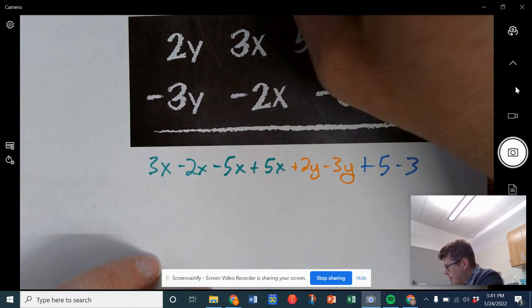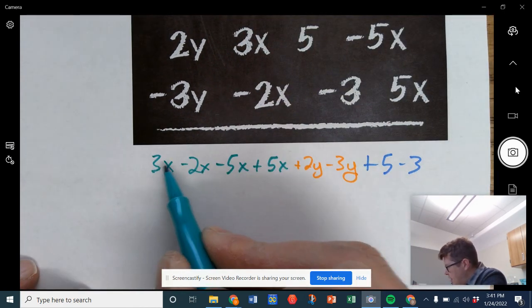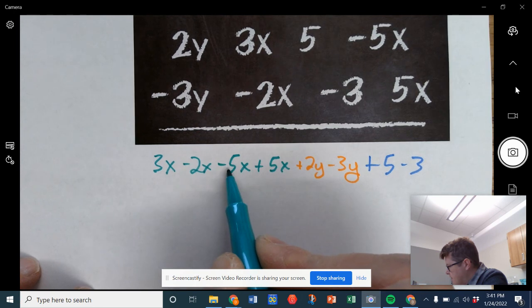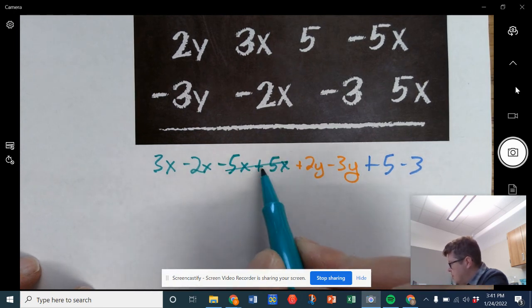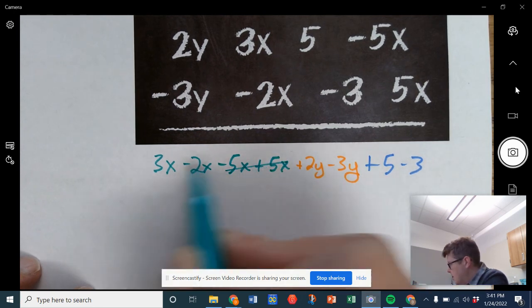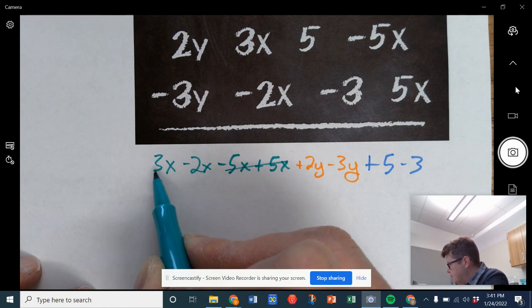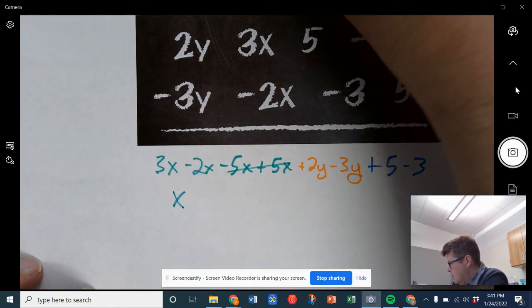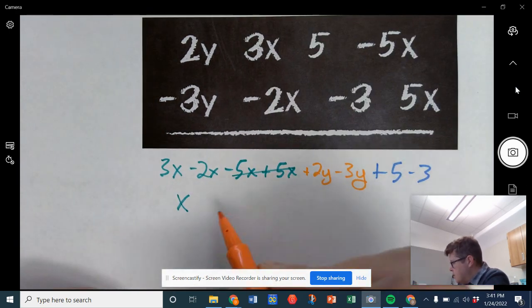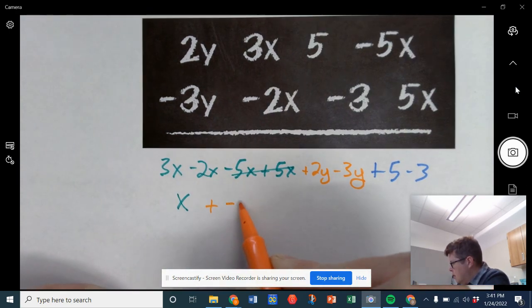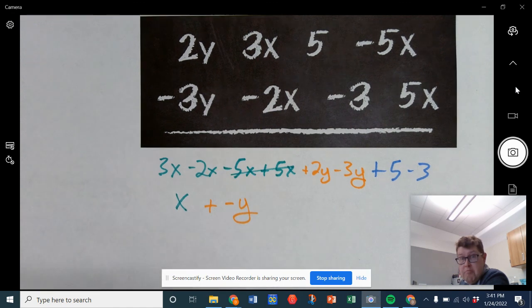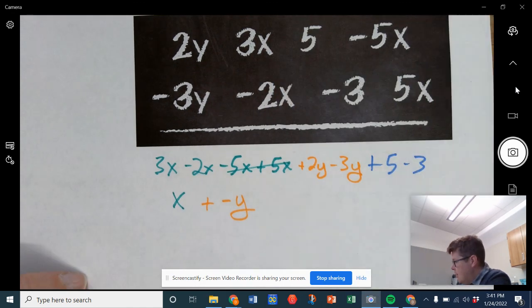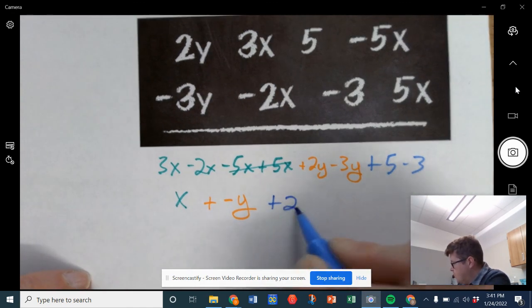And so I'll just combine them together here. 3 minus 2 is 1, minus 5. Actually, let's see, those get eliminated right away, so we don't have to worry about it. And then 3 minus 2 is 1, so just x. And then 2y minus 3y is negative 1, right? And then 5 minus 3 is 2.